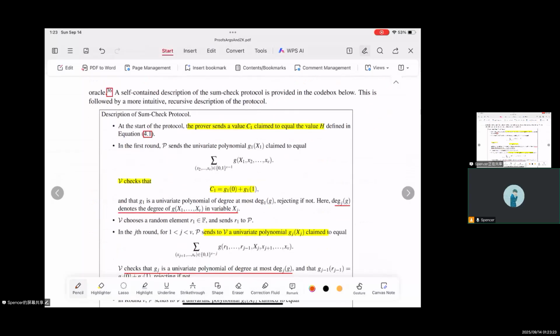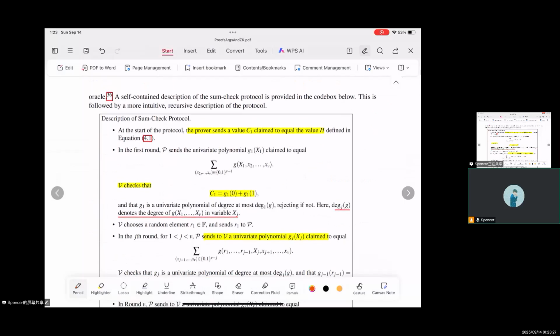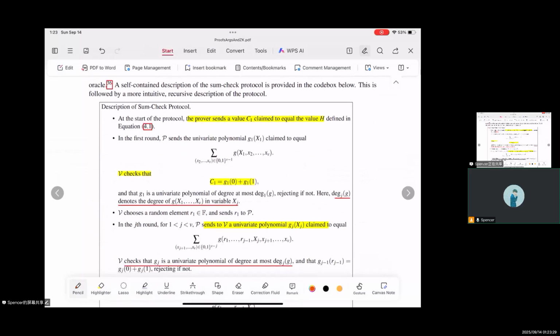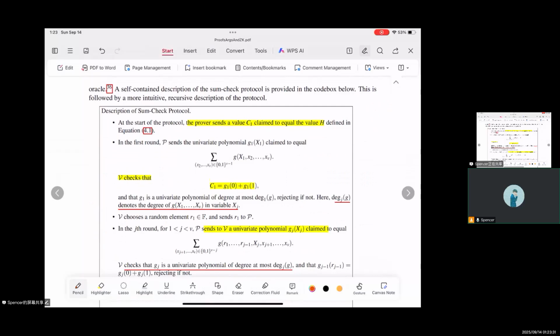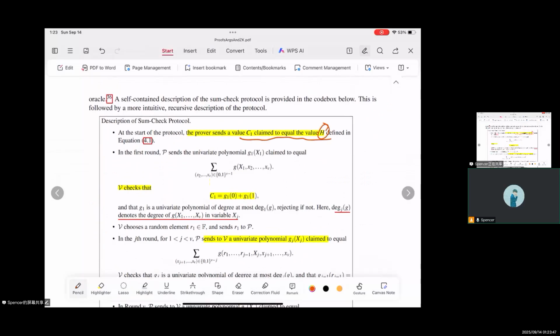A self-contained description. Yes, this is the most important part of this lecture. We'll introduce the whole process of the sum check protocol. Let's look at the start of the protocol. The prover sends the value C1, claimed to equal the value H. Remember, it is the sum equation defined in 4.1.